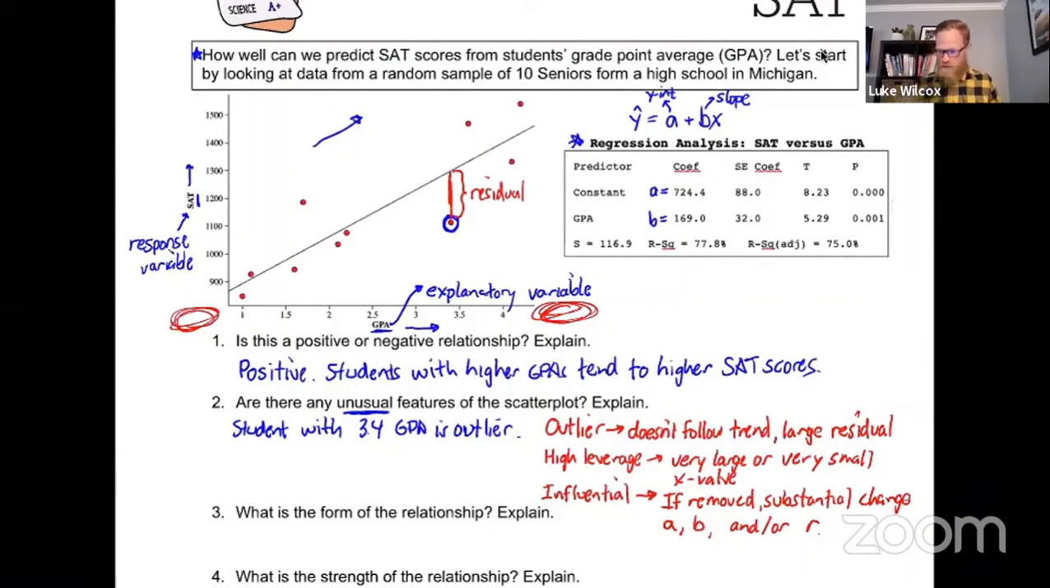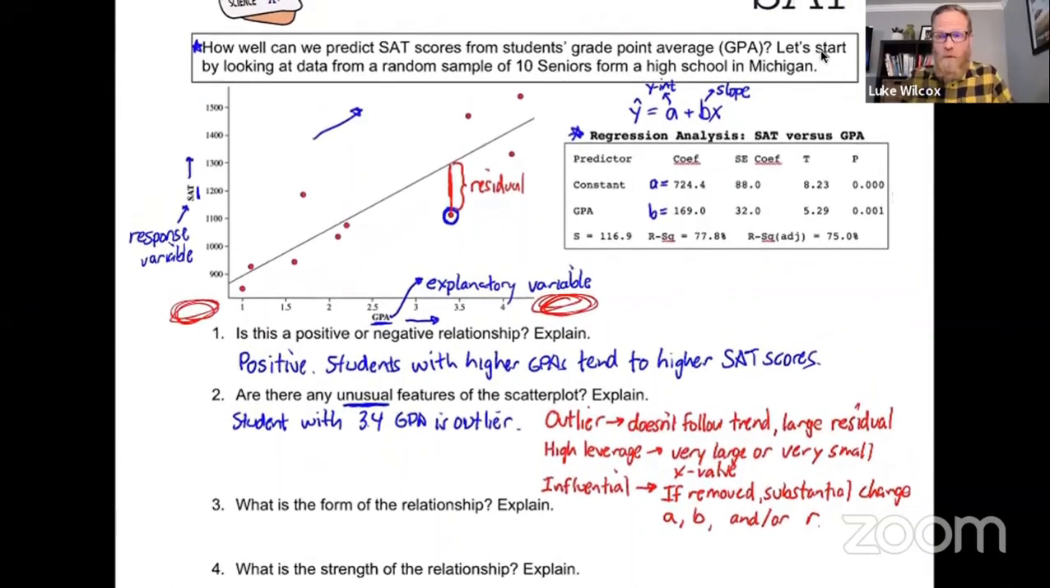So let's move on to question number 3, which says, what is the form of the relationship? Now for AP statistics, in terms of the forms of the two variable data, for the most part, you're either going to say linear or nonlinear. Does it generally look like it follows a line or it doesn't follow a line? And in this case, I would say that it looks fairly linear. So we're going to record our answer for the form as linear. And then we have to give some sort of explanation. This is just a general explanation, but we're going to say that the points generally follow a straight line.